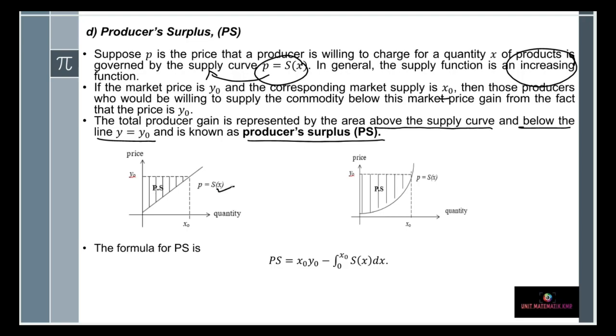So here we have the supply curve, this one is linear, this one is quadratic. The area is above the supply curve and below the line Y equals Y0. So this one is our producer surplus. So how to calculate the producer surplus? We have a formula for that: producer surplus equals X0 multiplied by Y0 minus the integral from 0 to X0 of the supply curve S(x) with respect to x. That is producer surplus.